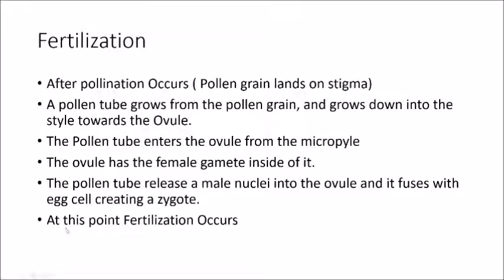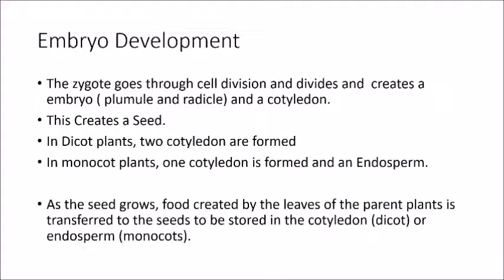And at this point where you have the fusion of the male sex cell and the female sex cell, that's when fertilization is going to occur. So fertilization is basically the union of these two sex cells with one another. The union of a male sex cell and a female sex cell in order to create an embryo or a zygote. So at this point, we call this fertilization. This is when a male sex cell and a female sex cell fuse with one another to create a zygote.